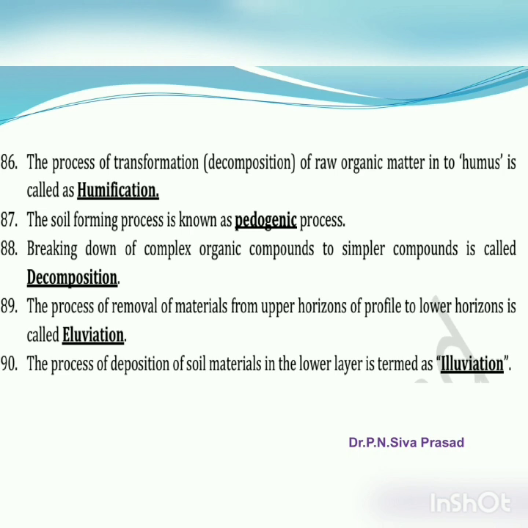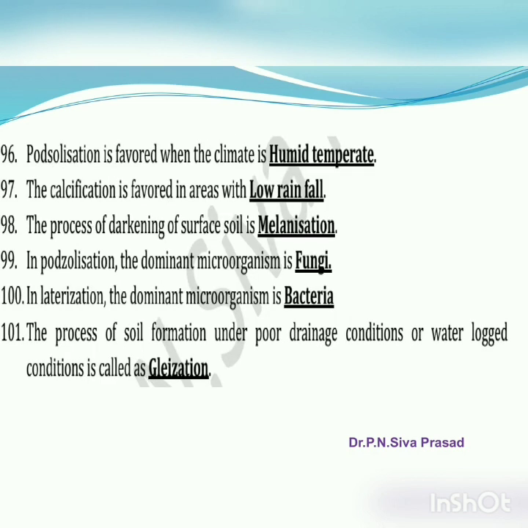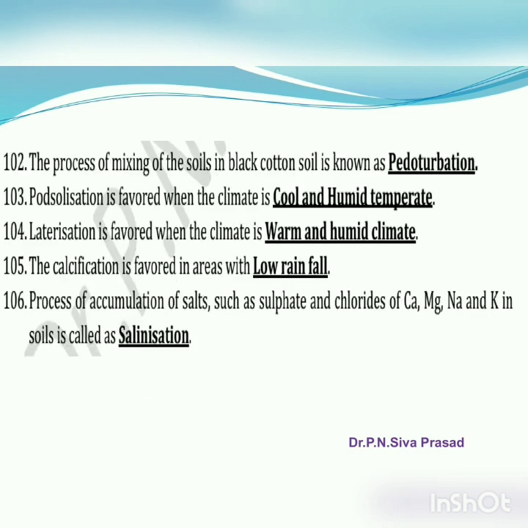Process of removal of materials from upper horizons to lower horizons is eluviation. Process of deposition of soil materials in the lower layer is called illuviation. Illuviation occurs mostly in B horizon. Maximum eluviation, that is leaching out, occurs in E horizon. Accumulation of silica and removal of sesquioxides is podzolization. In podzolization, the dominant microorganism found is fungi.